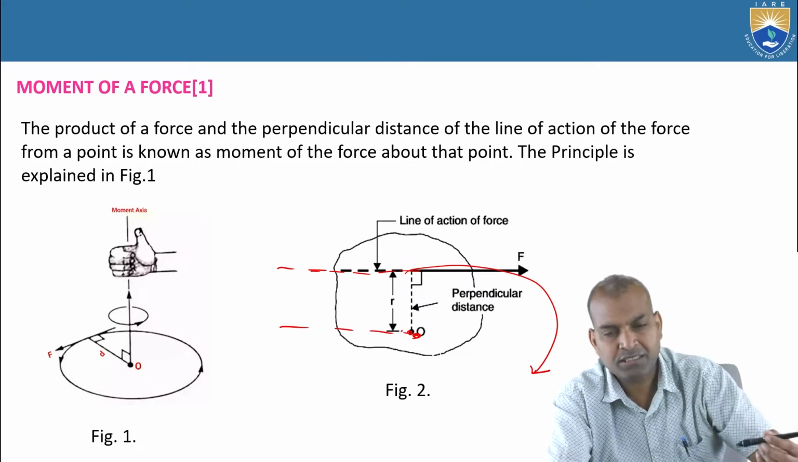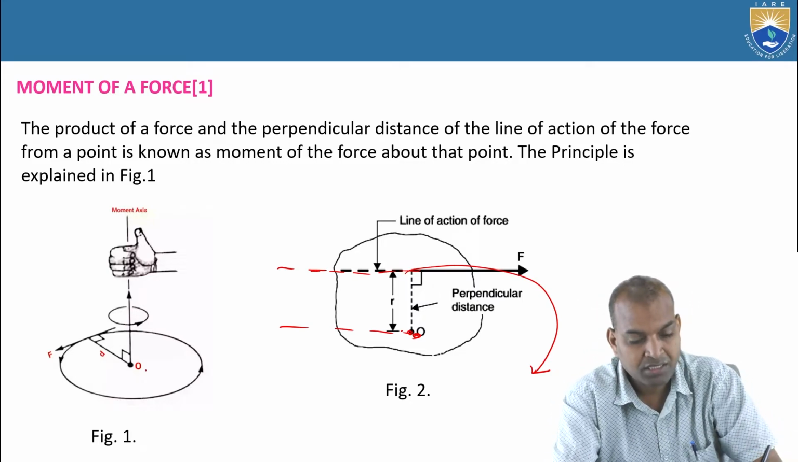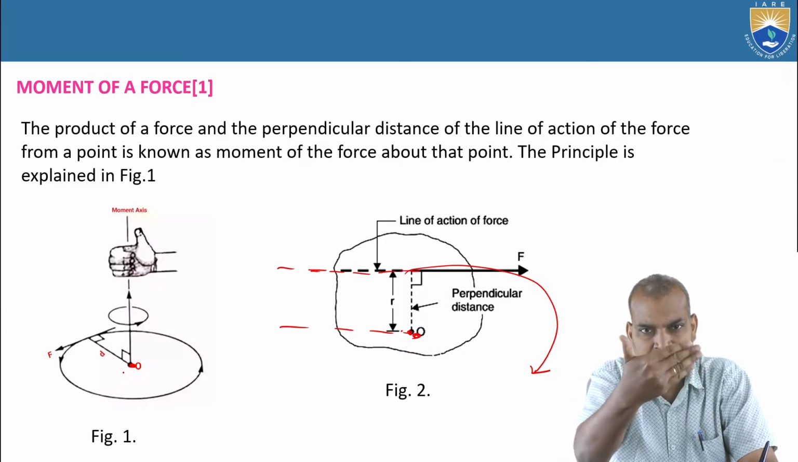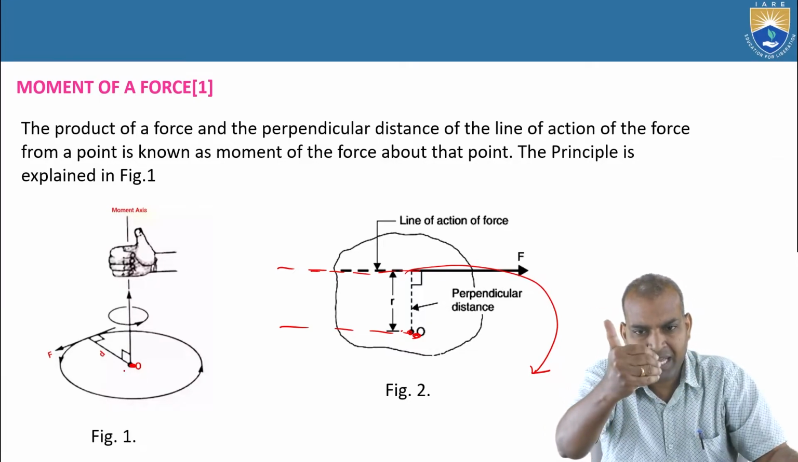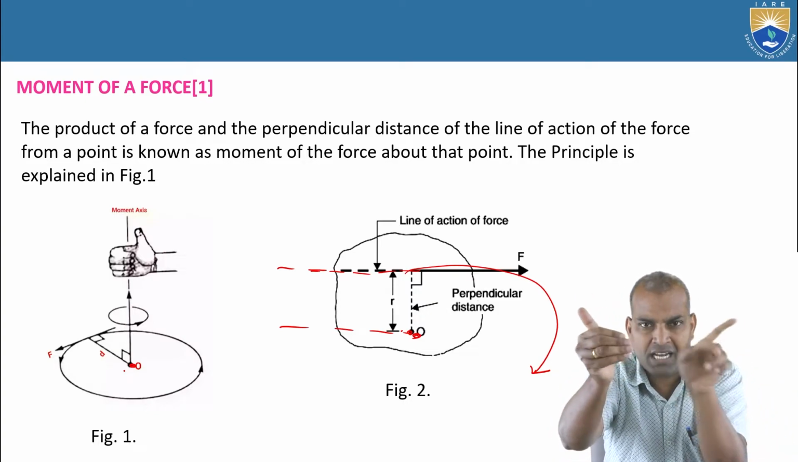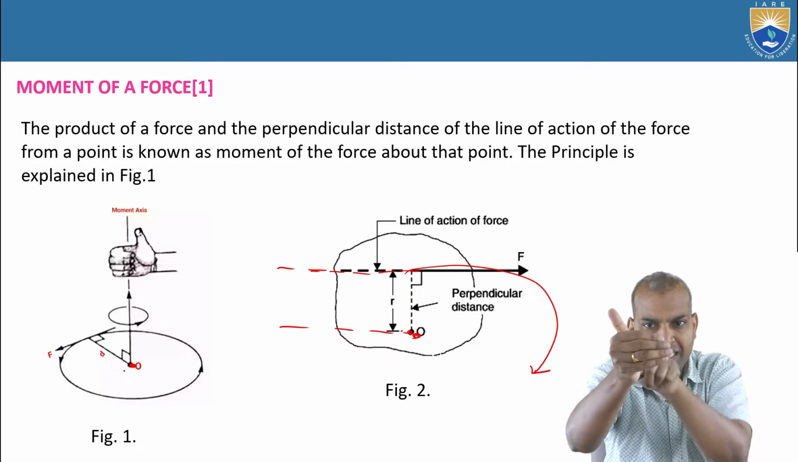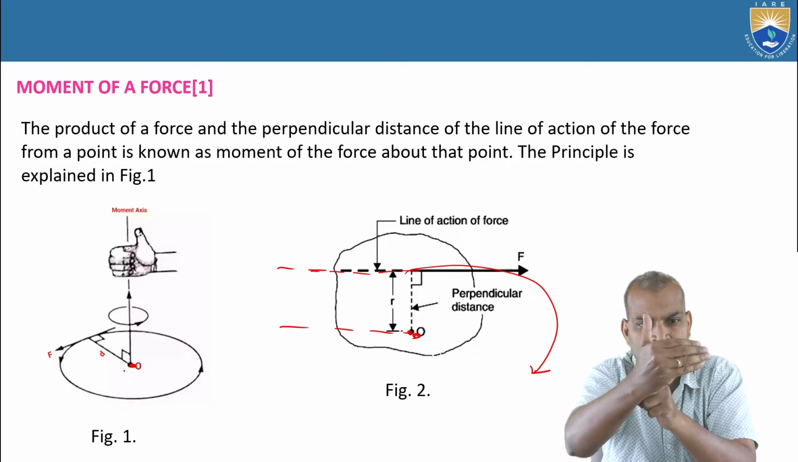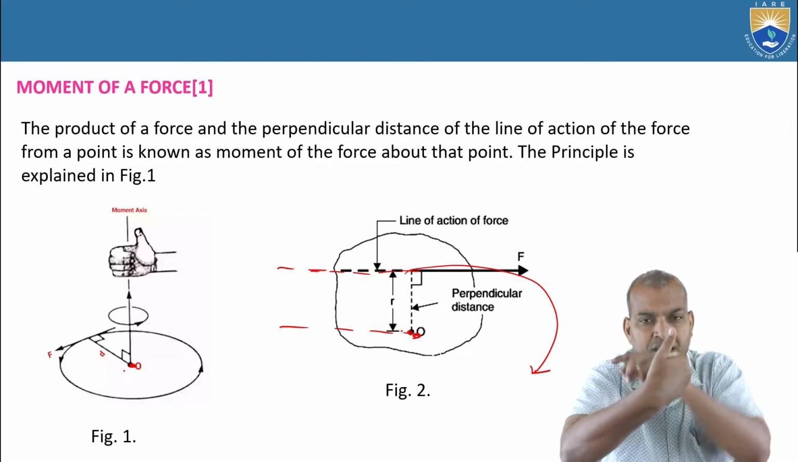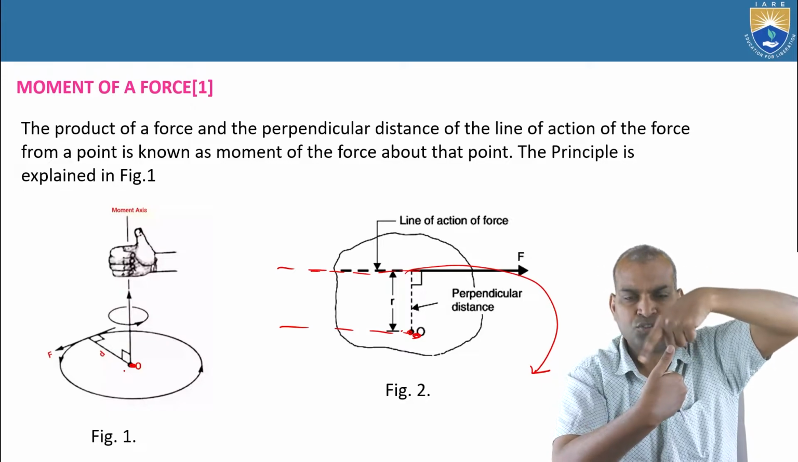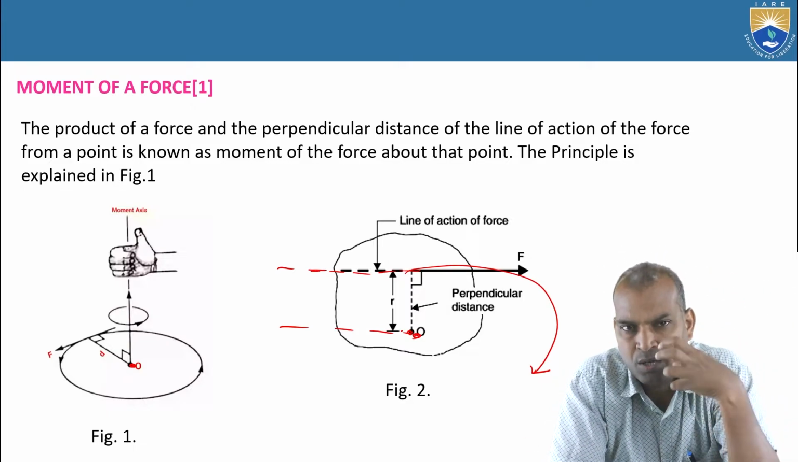And one more thing here, the direction of the moment axis. This is point O, the moment axis. If you see the fingers of the right hand, the direction of the rotation of the force, these fingers indicate the direction. The force is acting in this direction, this is the pivot point, the moment axis, and the body is caused to rotate. If you see in top view, it is in the counterclockwise direction.